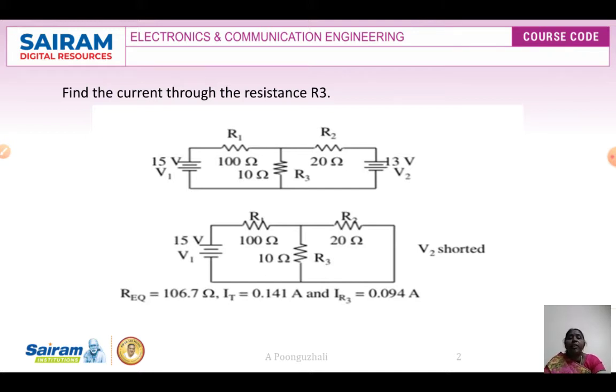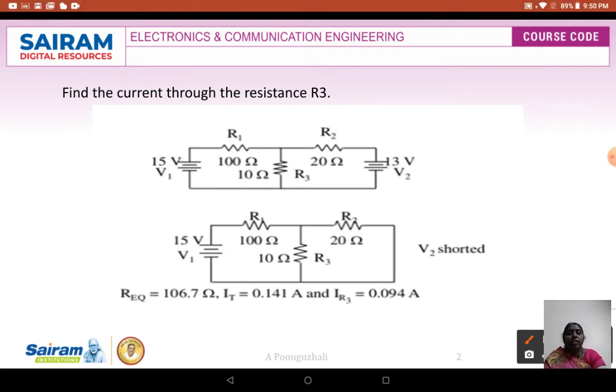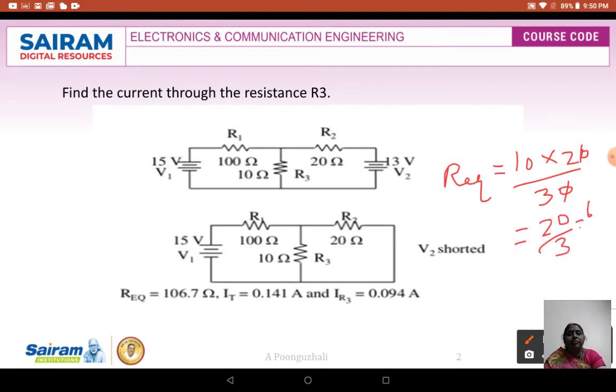When you simplify the circuit, you will see that R3 and R2 are in parallel. So find the equivalent resistance. R equivalent is equal to 10 into 20 divided by 10 plus 20, which is 30. So that is 200 by 30, almost 20 by 3, which is 6.667. So 6.67 ohms. This 6.67 is going to be in series with R1.